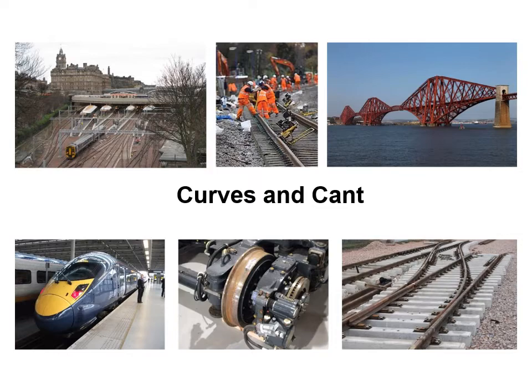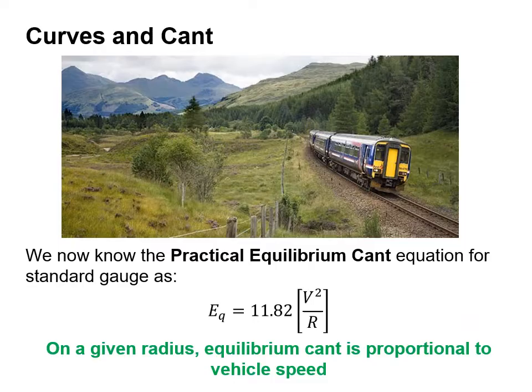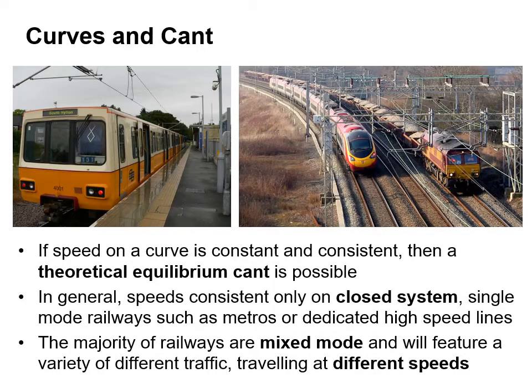So let's have a look at curves and cant. We know the practical equilibrium cant, and on a given radius, the equilibrium cant is proportional to the vehicle's speed. So if speed on a curve is constant and consistent, then a theoretical equilibrium cant is possible.